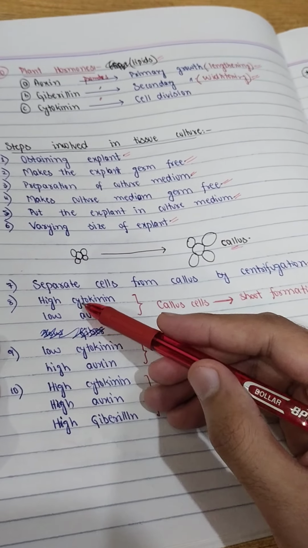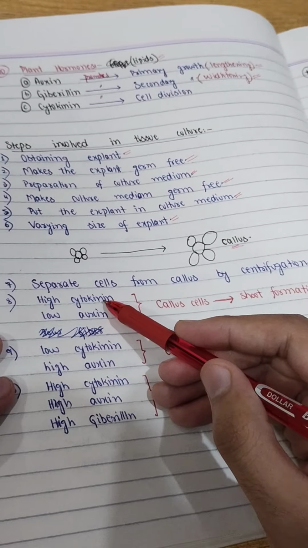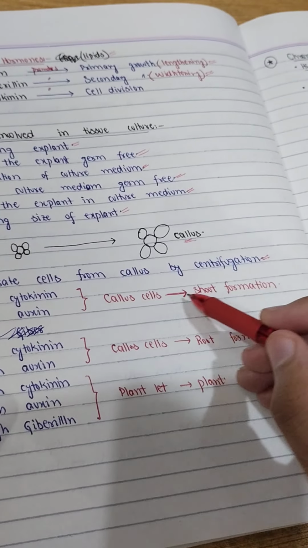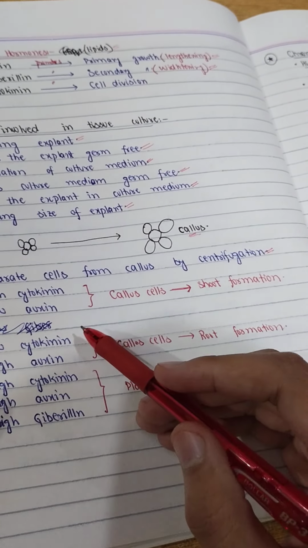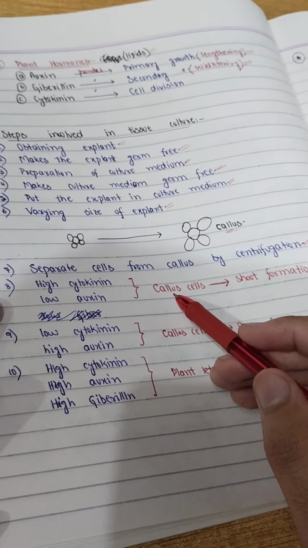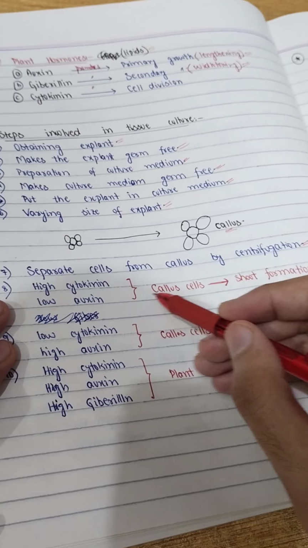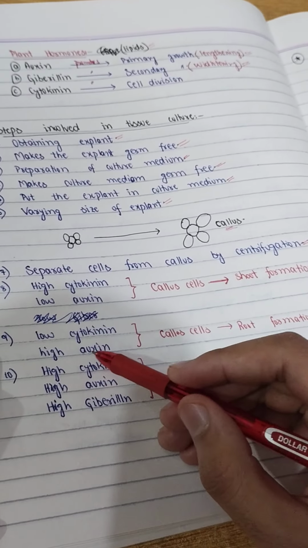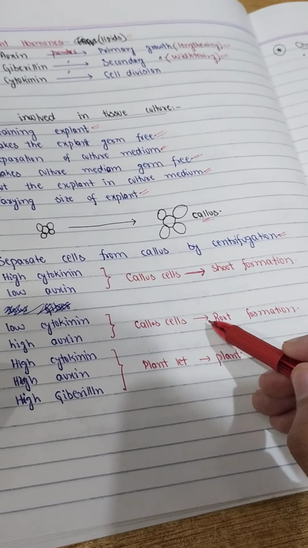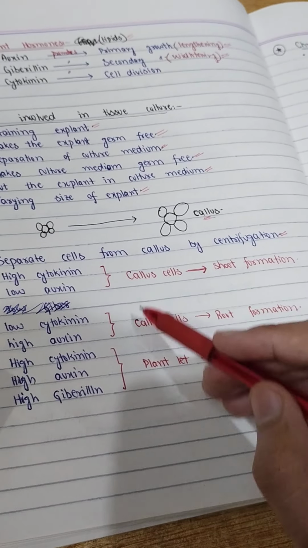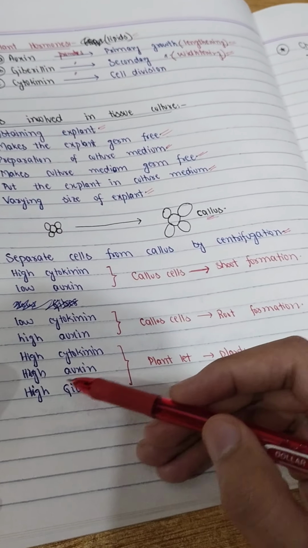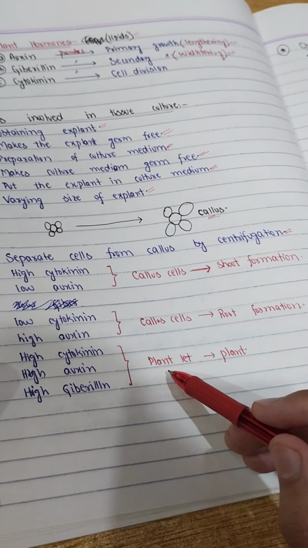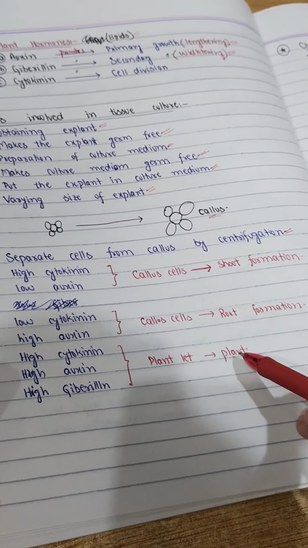Then there are a few points. High cytokinin plus low oxygen make the callus cells form shoots. High cytokinin and low oxygen make the callus cells form the shoot. Then low cytokinin and high oxygen make the callus cells form roots. These are important MCQs. Then high cytokinin, high oxygen and high gibberellin convert the plantlet into a plant. Plantlet means a short or immature plant, which is converted into a mature plant.